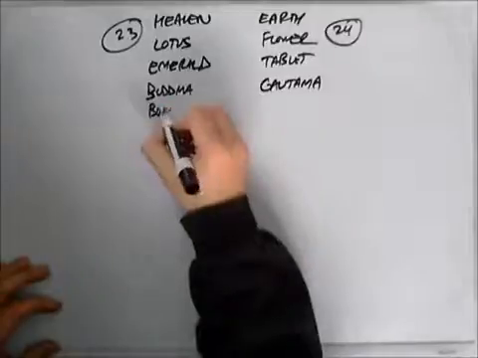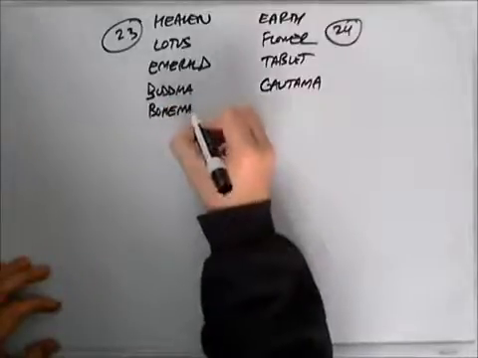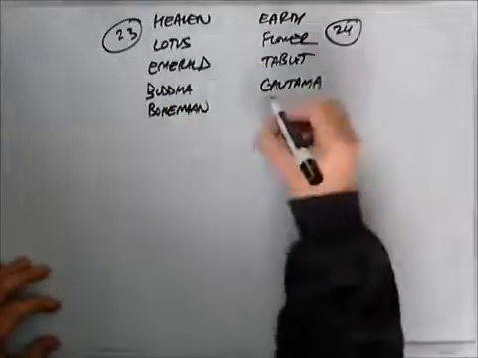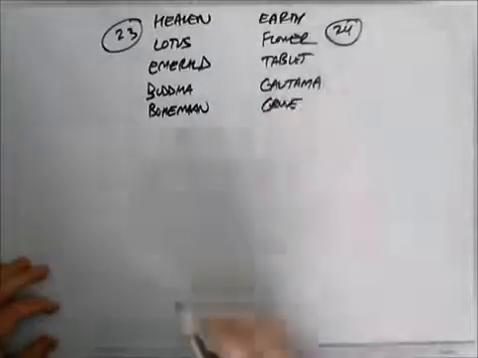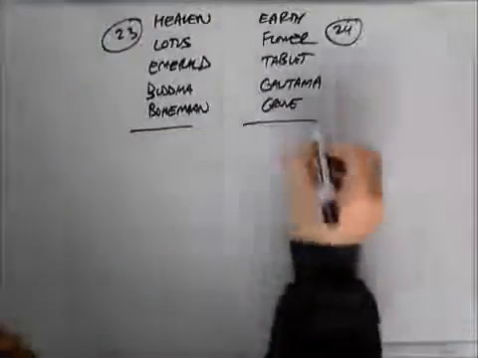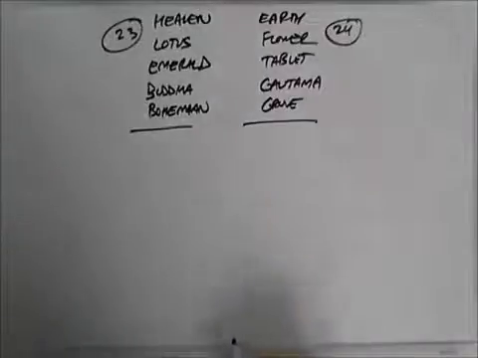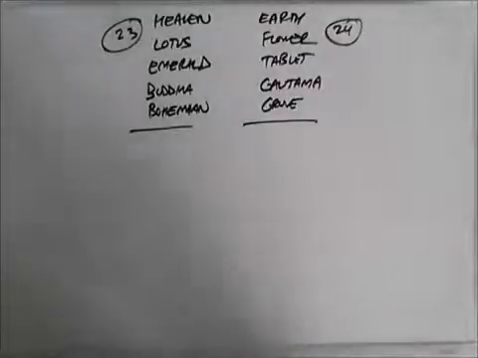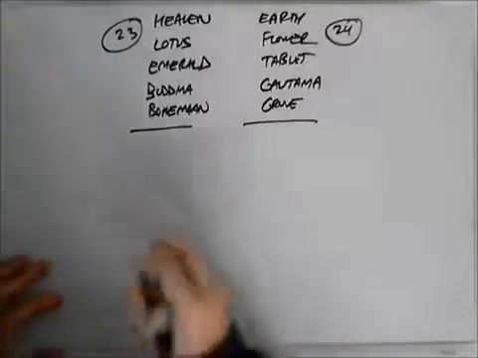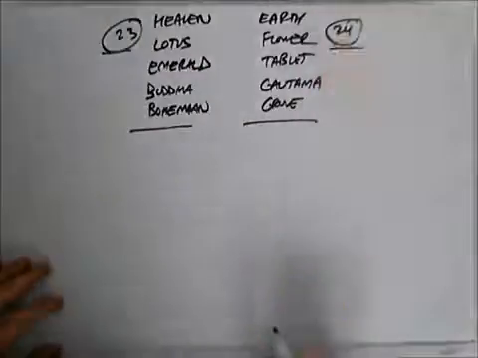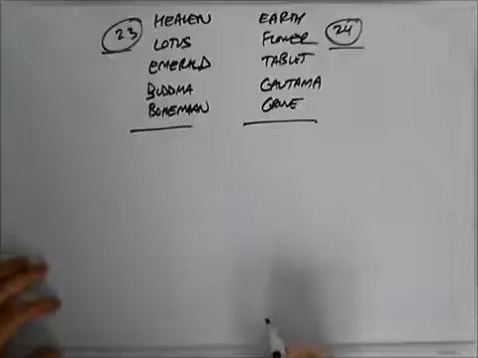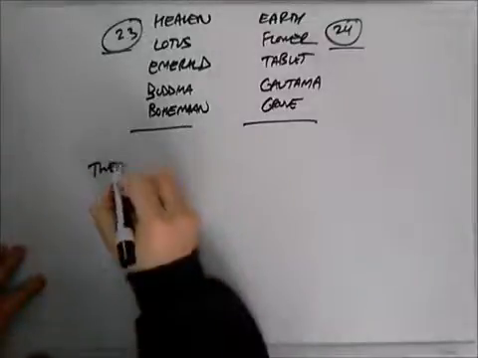And this is an interesting one. Bohemian equals 23, and Grove equals 24. So just some interesting correlations there. Now, what we're going to do is actually focus on the numerical equivalents of 23 and 24. So we did the numerical equivalents of 23.